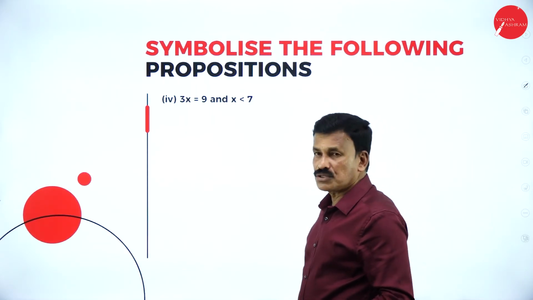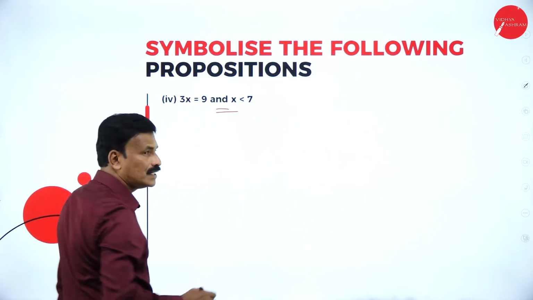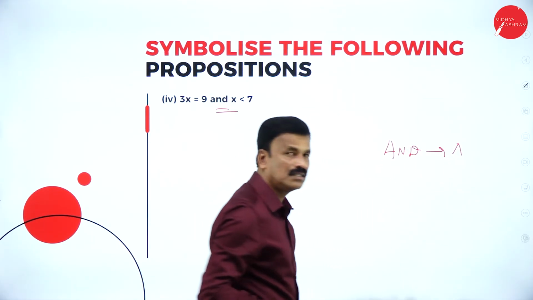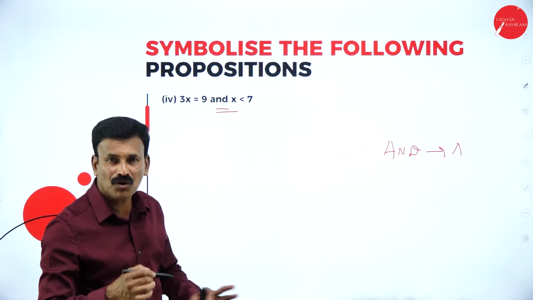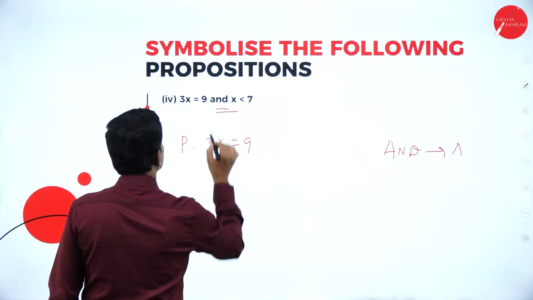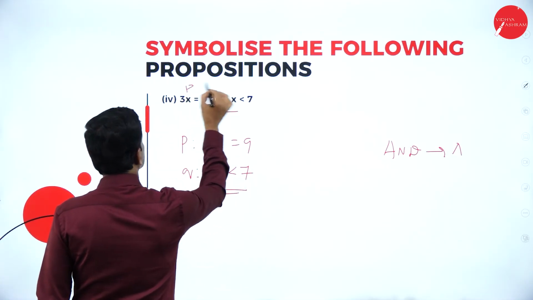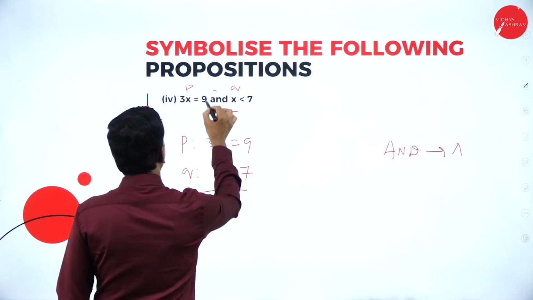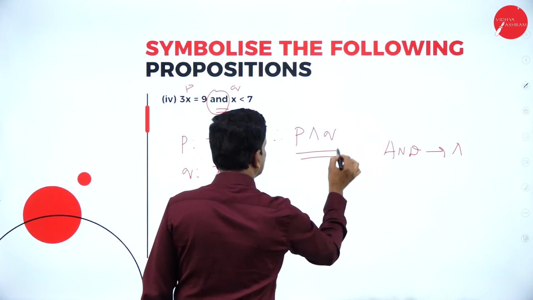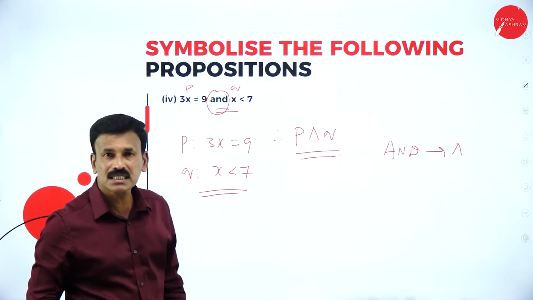3x is equal to 9 and x is less than 7. Here they have used the connective and. So and is used for conjunction. Conjunction is represented by the connective and. So here let us call it P. What is P? 3x is equal to 9. And what is Q? Q is nothing but x is less than 7. These two are connected by and. So therefore the symbolic representation of this is P conjunction Q. That means 3x is equal to 9 and x is less than 7.